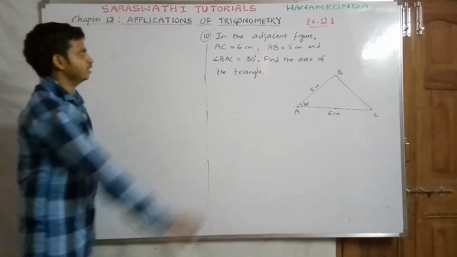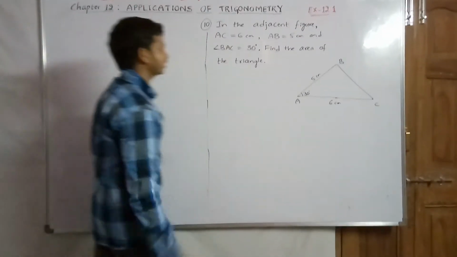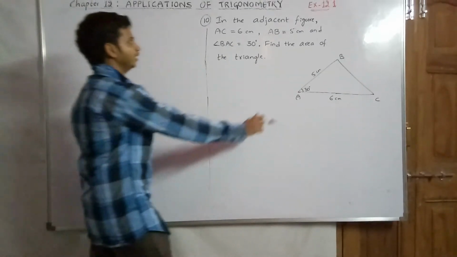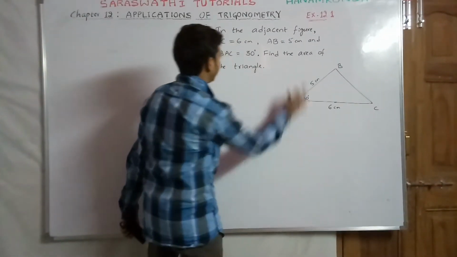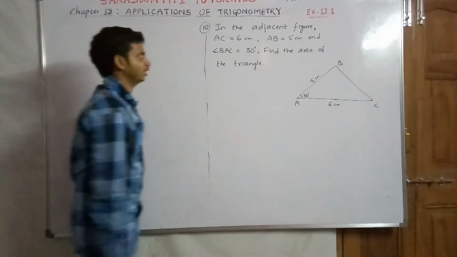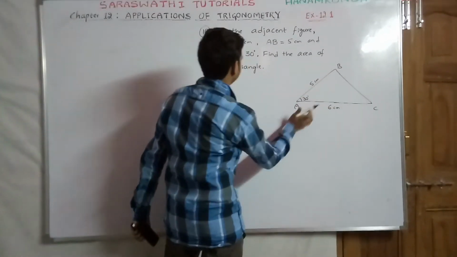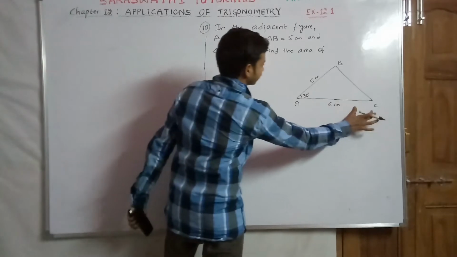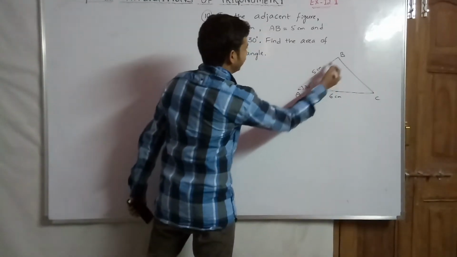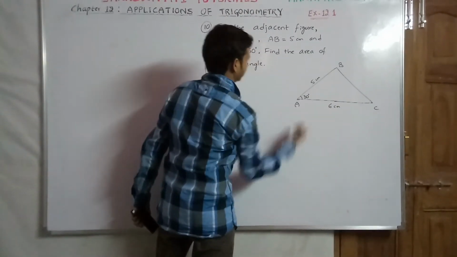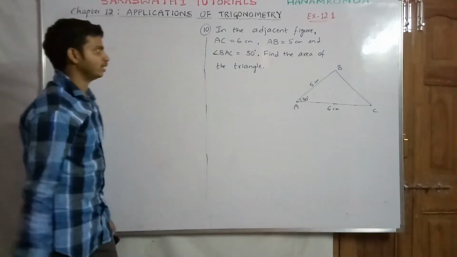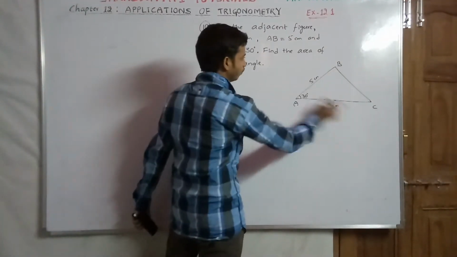The next question is: in the adjacent figure, AC equals 6 centimeters, AB equals 5 centimeters, and angle BAC equals 30 degrees. Find the area of the triangle. So in the adjacent figure, the AC value is 6 centimeters, the AB value is 5 centimeters, and angle BAC is 30 degrees, as mentioned in the question. We have to find the area of this triangle.